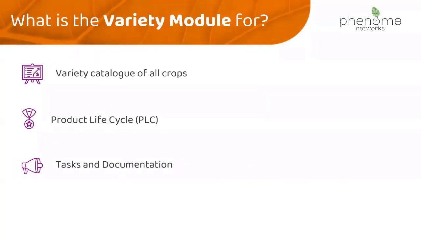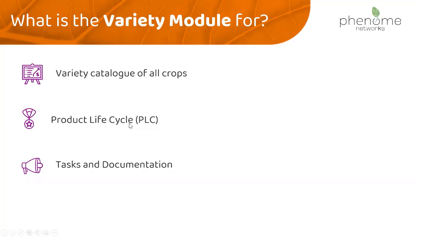So what is the variety module for? I see three main points. Firstly, this is a variety catalog of your company. All the varieties appear in one list. You can see each variety's portfolio, the pictures, the traits, their target, their tasks, and so on, their seed stock. So this is one main point, that you can gather all your varieties in one page and look at it from there.